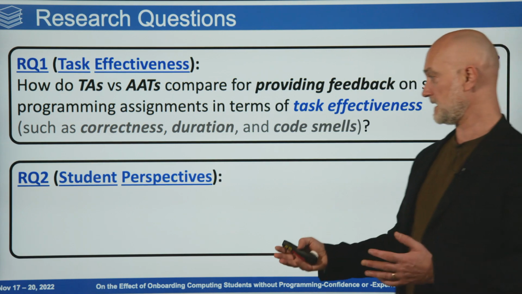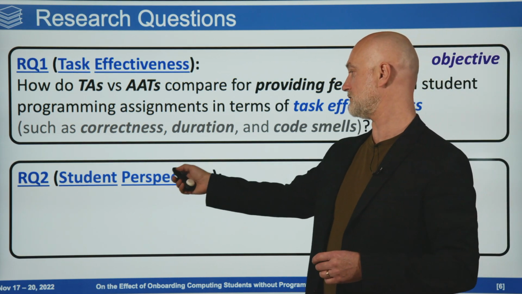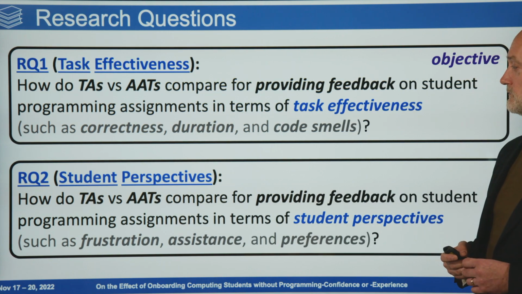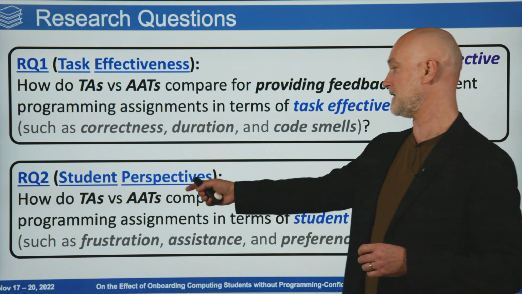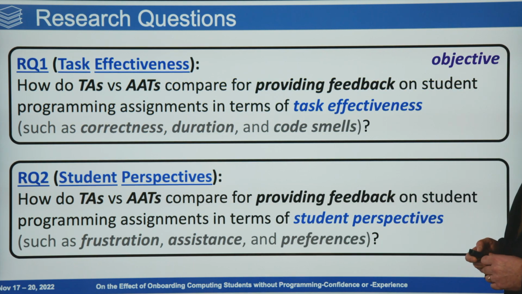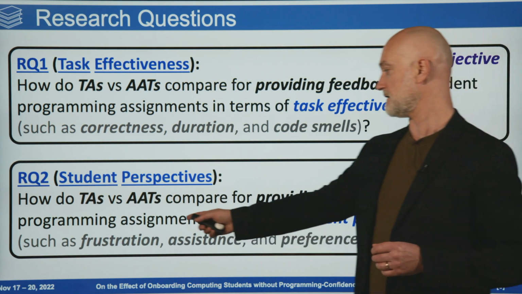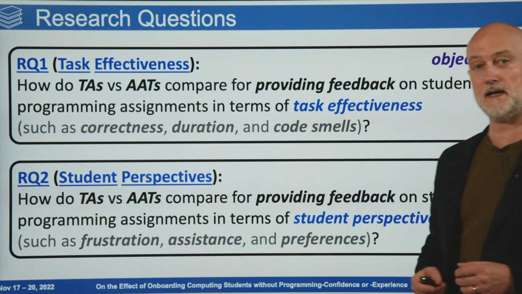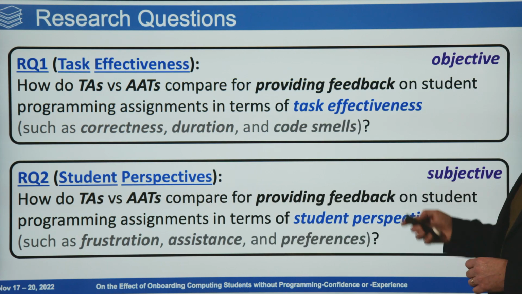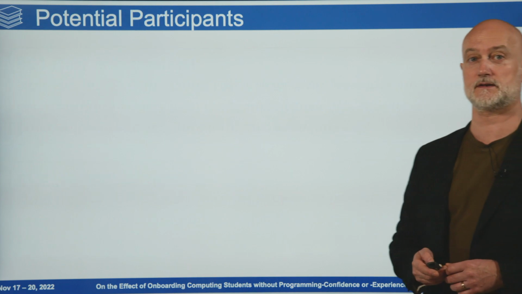So for the subjective metrics, we investigated student perspectives. And our second research question says, how do teaching assistants and automated assessment tools compare for providing feedback on student programming assignments in terms of student perspectives, such as frustration, unmet assistant needs, and preferences? And these were the subjective metrics.